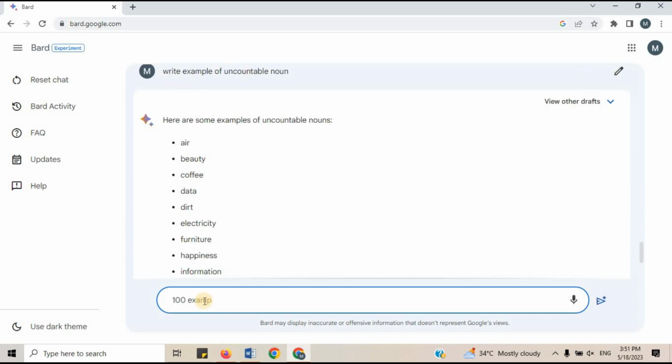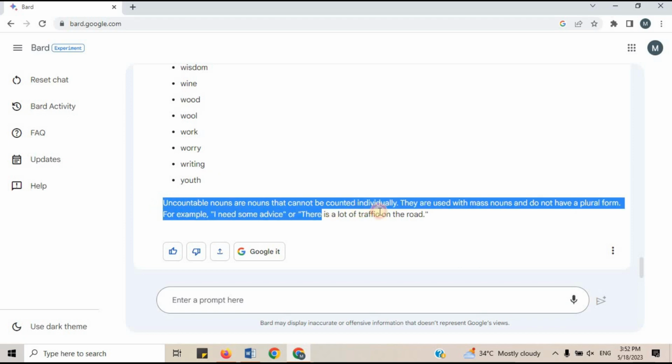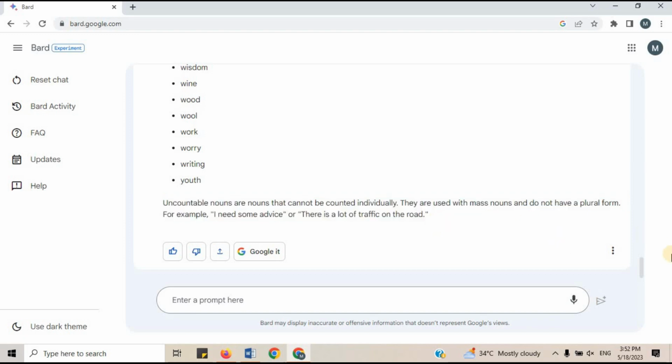Now I will say to write 100 examples of uncountable noun. You can see 100 examples of uncountable noun. Also, you got the definition of uncountable noun. Uncountable nouns are nouns that cannot be counted individually. They are used with mass nouns and do not have a plural form. For example, I need some advice, or there is a lot of traffic on the road. In this way, you can ask Google Bard to write examples on any topic.